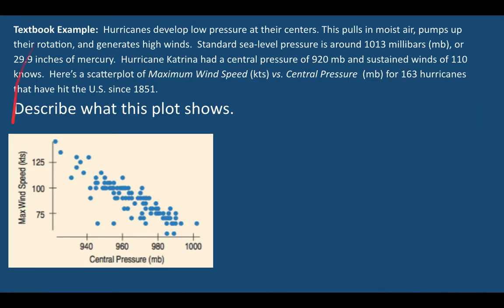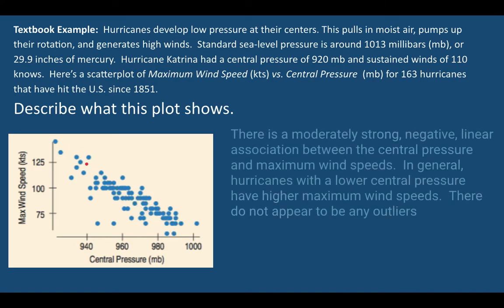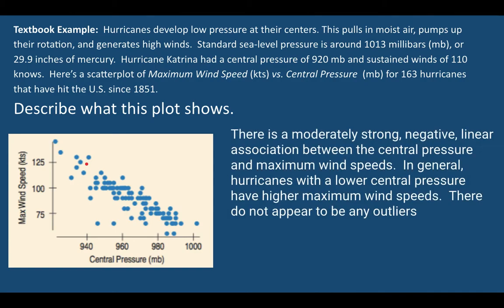So I see a downward trend, meaning it is a negative, moderately strong, fairly linear association. So my statement is there's a moderately strong negative linear association between, and now I put it into context, the central pressure and maximum wind speeds. And now I'm going to state what that's saying. In general, hurricanes with a lower central pressure have higher maximum wind speeds. And then I'm stating there do not appear to be any outliers.